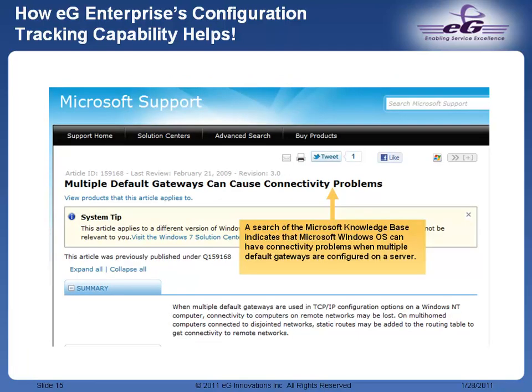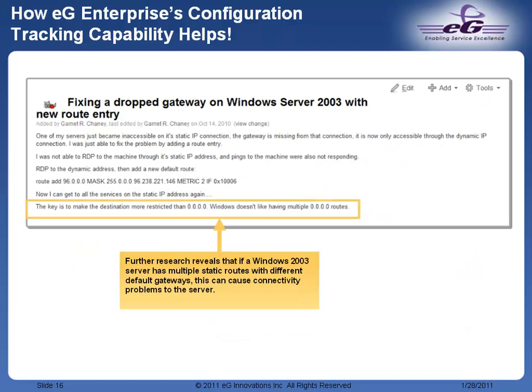A search of the Microsoft knowledge base indicates that the Microsoft Windows operating system can have connectivity problems when multiple default gateways are configured on a server. Further research reveals that if a Windows 2003 server has multiple static routes with different default gateways, this can cause connectivity problems to the server.